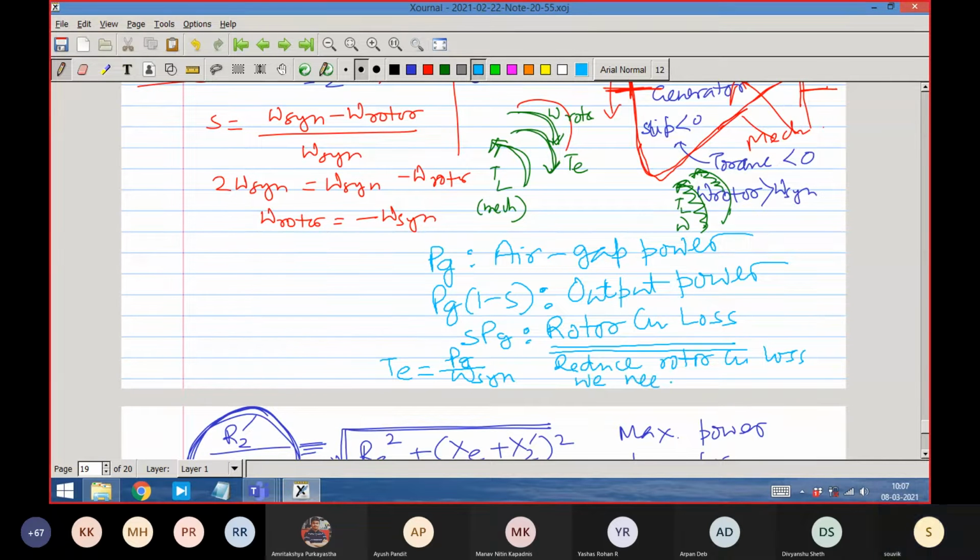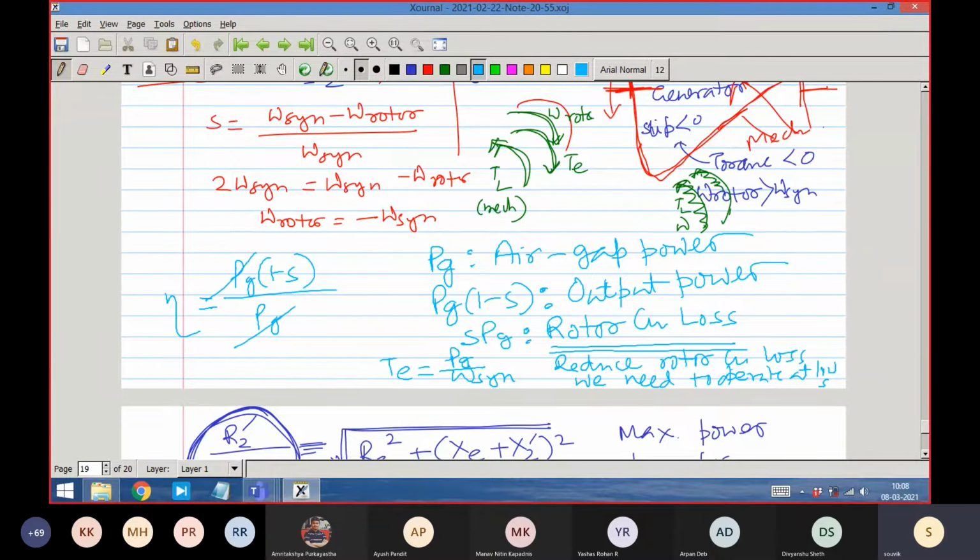We need to operate at low slip so that the efficiency is good. The efficiency is output power by input power. The efficiency would be PG into 1 minus S, divided by PG.